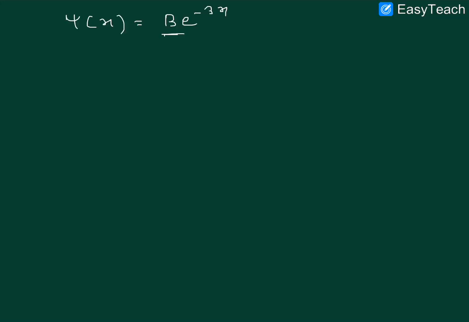So the very basic definition is the norm should be 1. So integral from minus infinity to infinity of b square e to the power minus 6x dx equals 1.